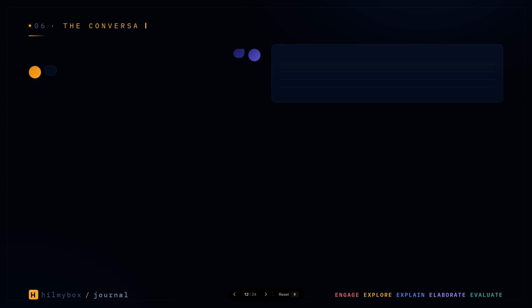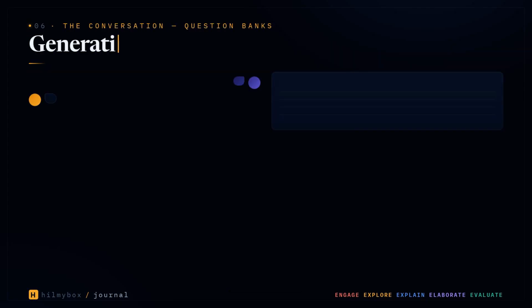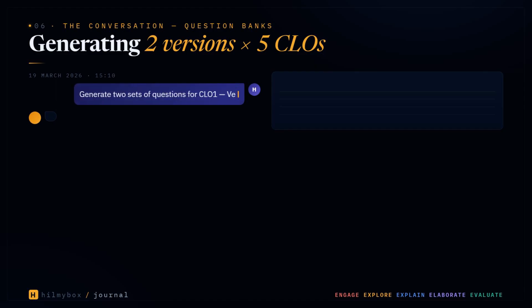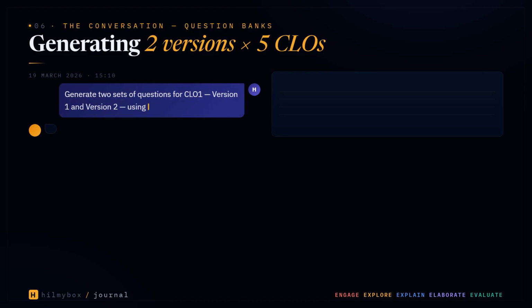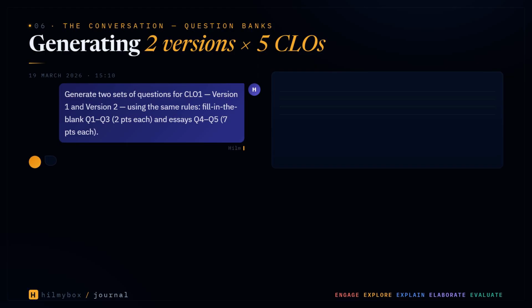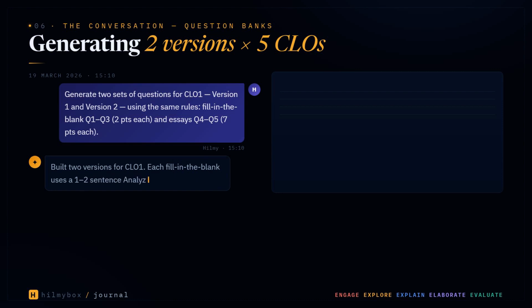Part 6, the conversation on question banks, generating 2 versions across 5 CLOs. At 15:10, generate 2 sets of questions for CLO 1, version 1 and version 2, using the same rules. Fill in the blank, Q1 to Q3, 2 points each, and essays, Q4 and Q5, 7 points each. Claude replied, built 2 versions for CLO 1.